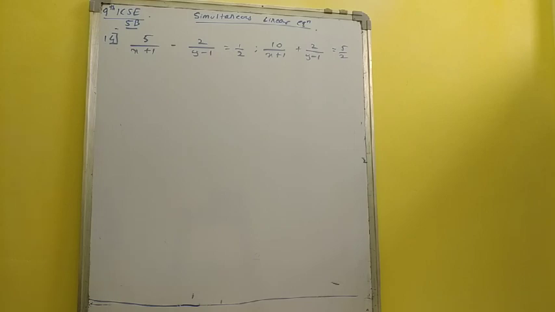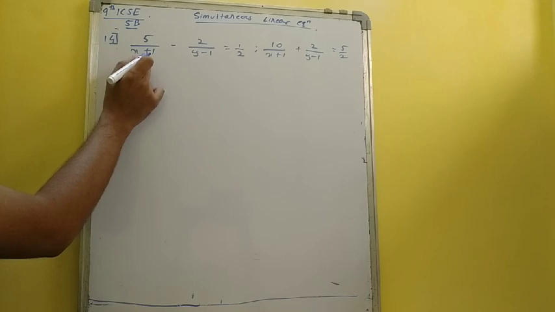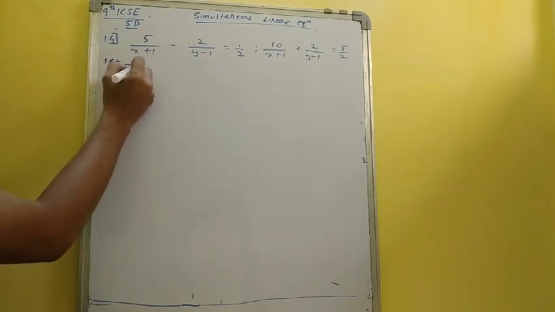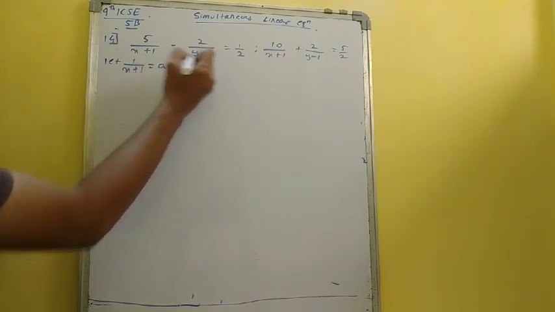Okay, now we will start with the 14th question, and that is the last question of the 5b. Okay, after that we will have word problems. Let's see. So again we have x and y in the denominator, so I will assume let 1 upon x plus 1 is equal to a and 1 upon y minus 1 is equal to b.